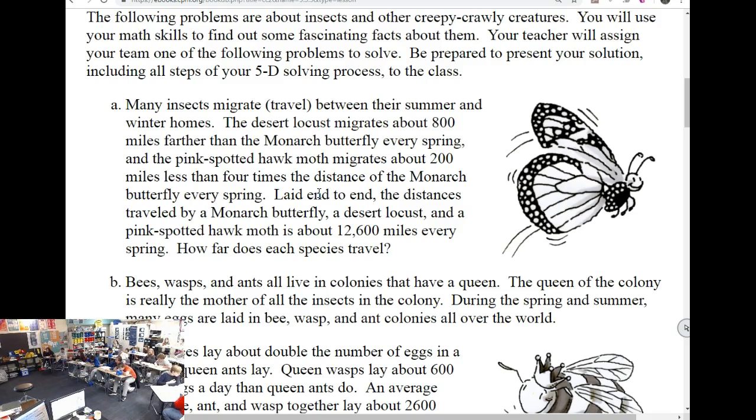Okay. According to many sources, insects are the most diverse group of animals on the planet. The number of species is estimated between 6 and 10 million. Insects are said to represent more than half of all known living organisms and potentially over 90% of the different life forms. The following problems are about insects and other creepy crawly critters. You will use your math skills to find out some fascinating facts about one of the following problems to solve. Be prepared to create solutions to the steps of the process.